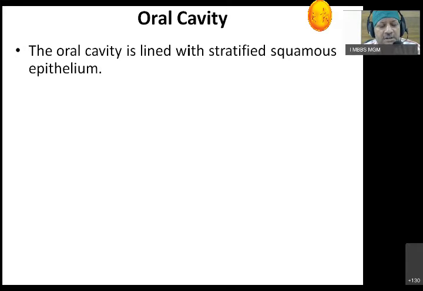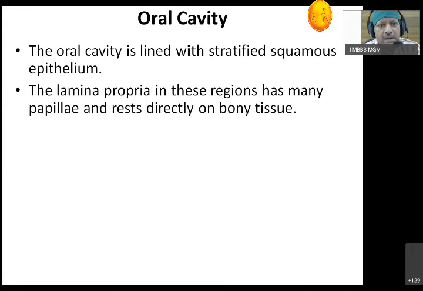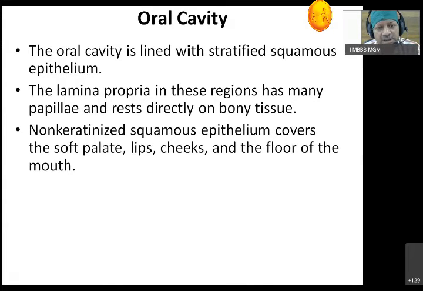Stratified squamous non-keratinized epithelium. Why does it happen to be non-keratinized? That we will see when we talk about the lip. The lamina propria of this region has a lot of papillae. That is why the oral cavity can sense soft food, hard food, spiky food, and a variety of things. You can see the non-keratinized epithelium on the soft palate and the hard palate, lips, cheeks, and floor of the mouth.